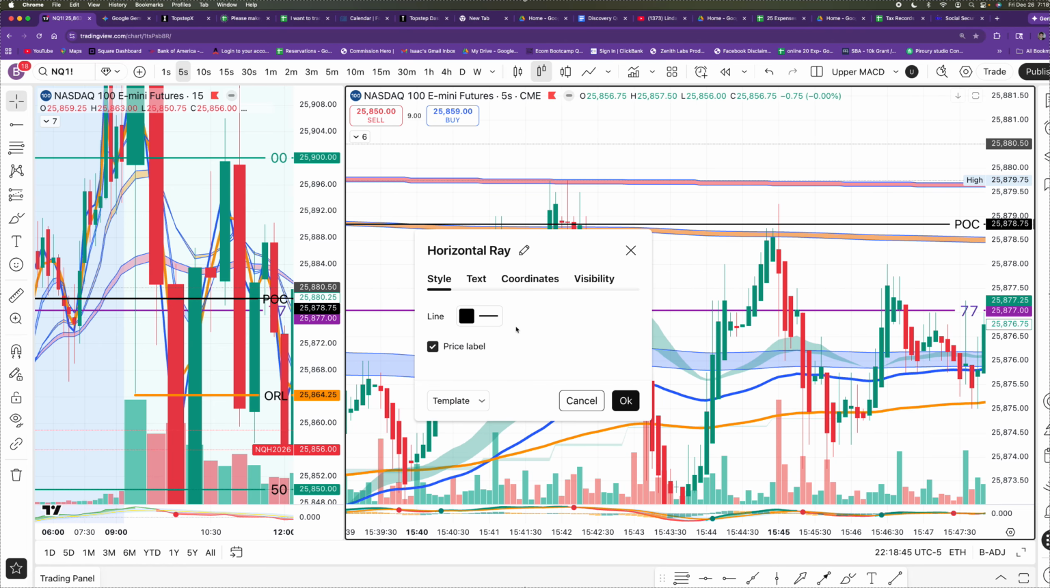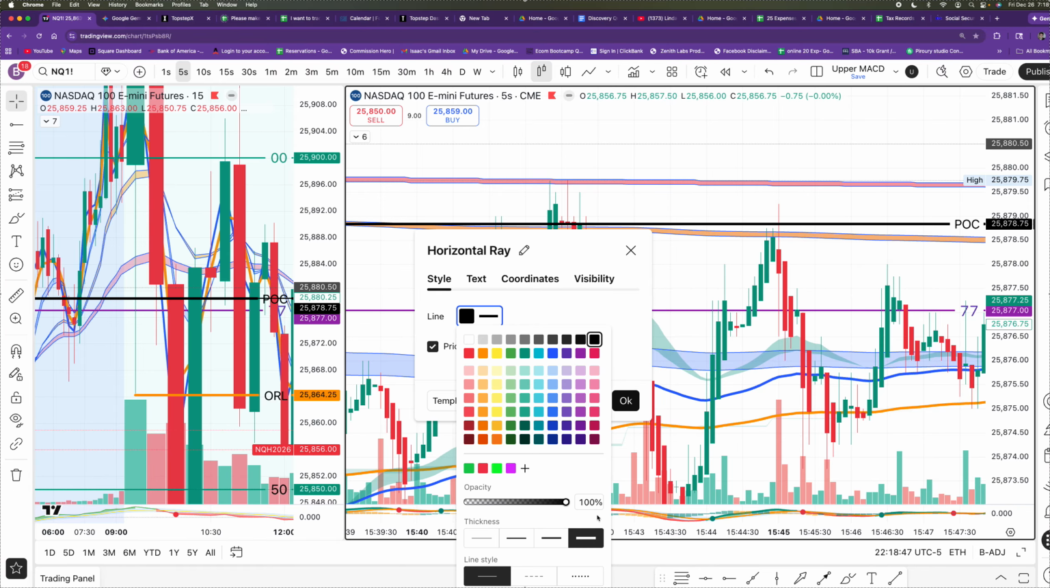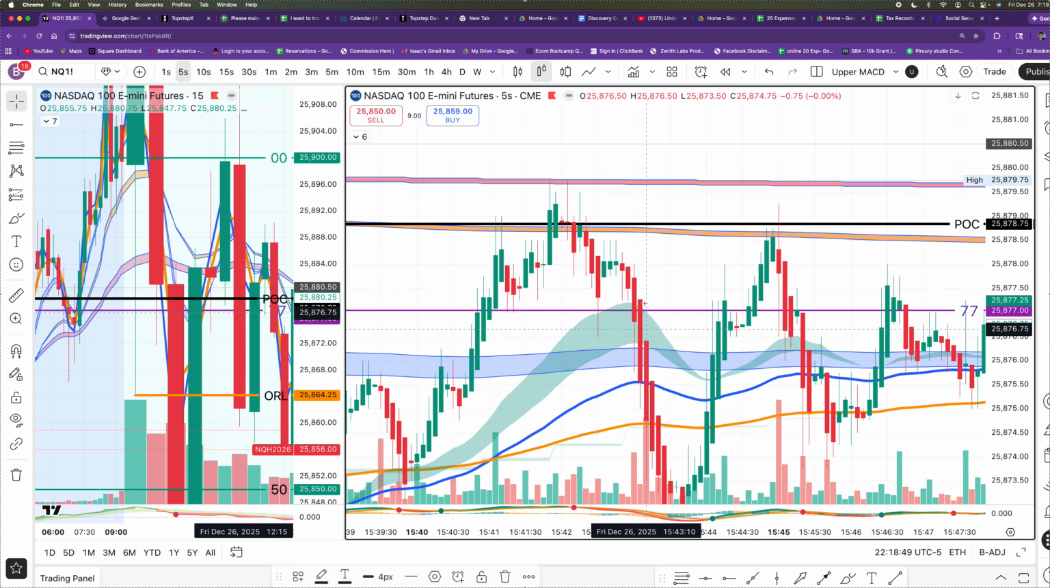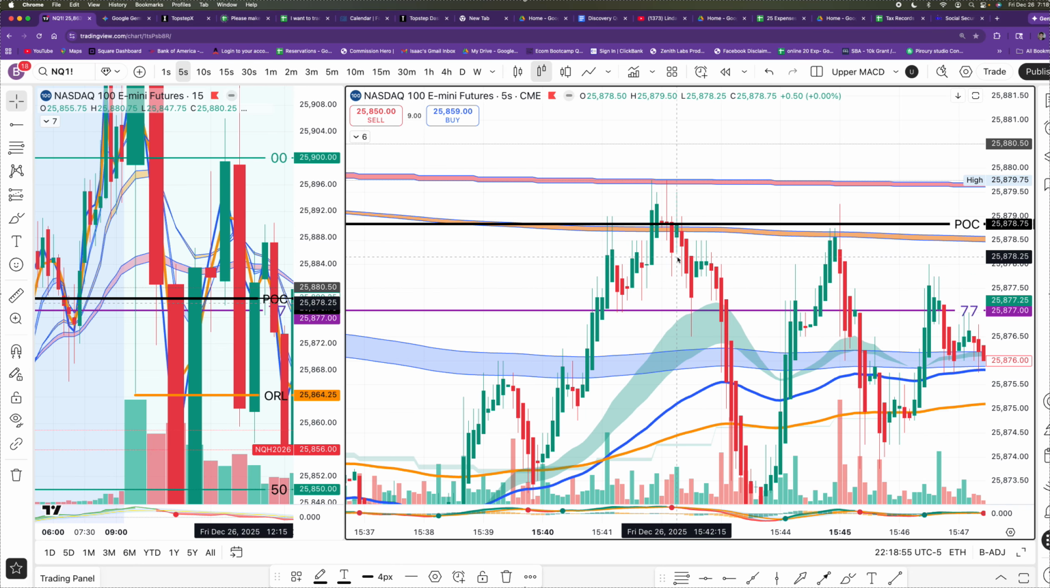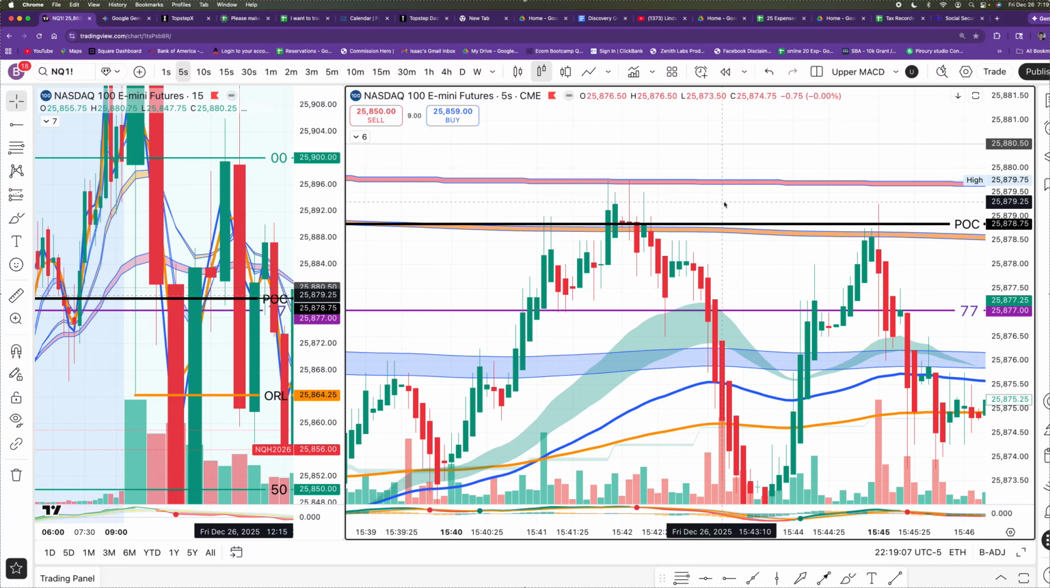Let me make this a little bit darker so it's easier to see. Okay. I can see that the point of control is up here, and I can see price is heading up towards that point of control. I can see there's a couple other resistance levels right around it. For example, this is my 5-minute 8, and this is my 15-minute 8.5, and my 1 hour 8.5. I can see those are there, okay?